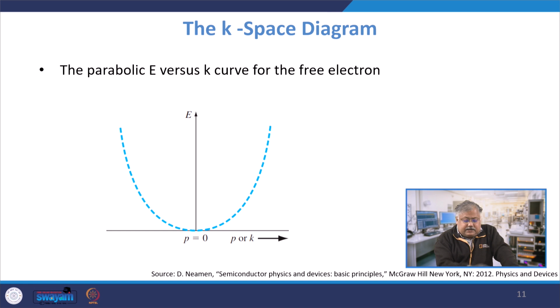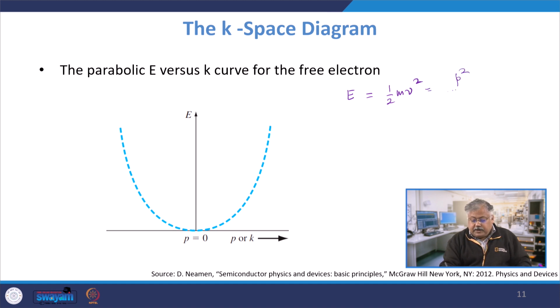Now let's come to the k space diagram, and then we'll come back to the Kronig-Penney model. If you plot k versus E, where energy is half mv square, which is also written as p square by 2m, where p is the momentum of the particle. Now if you plot E versus k, this is k or p. When p equals 0, energy equals 0, which is correct also. If there is no velocity and it does not carry any momentum, obviously its energy will be equal to 0. But as the momentum increases, energy increases parabolically, and that's what you see as the dotted line here.